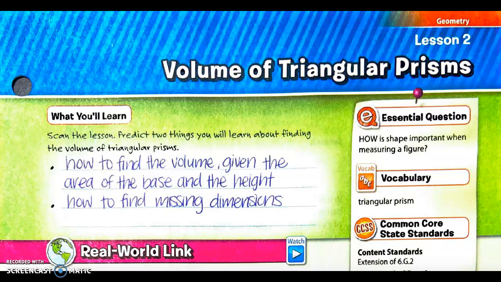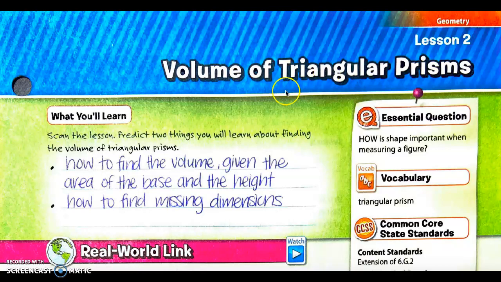Hi boys and girls, today you're going to be learning about the volume of a triangular prism. So once again, volume is how much a 3D object holds. In lesson 1, you learned about rectangular prisms, which required you to find the area of a rectangle. Today's lesson, you're doing the same exact thing, however you're working with a different shape.